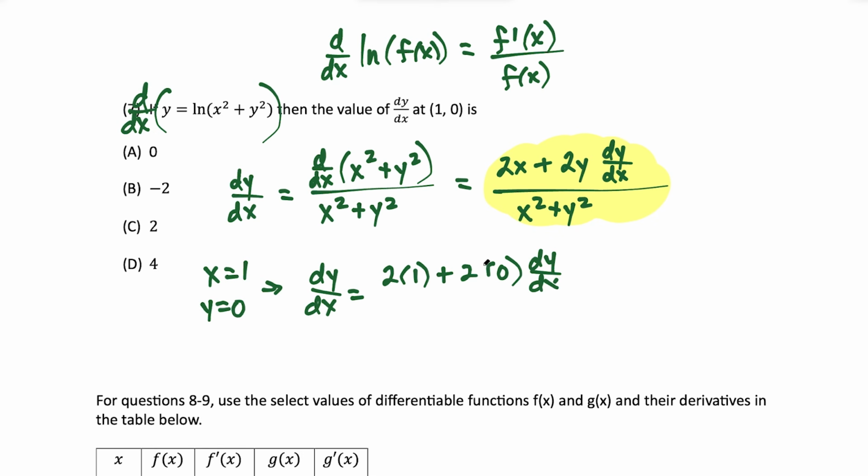So this piece is going to cancel out entirely because we have a times 0. And on bottom, we have x squared, so we have 1 squared, plus we have y squared is going to give us 0 squared, and this piece will wipe out as well. So now we just have 2 times 1 is 2, divided by 1 times 1 is 1, and 2 divided by 1 is 2, so choice C is our solution.